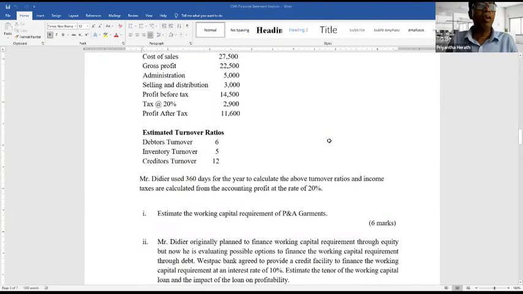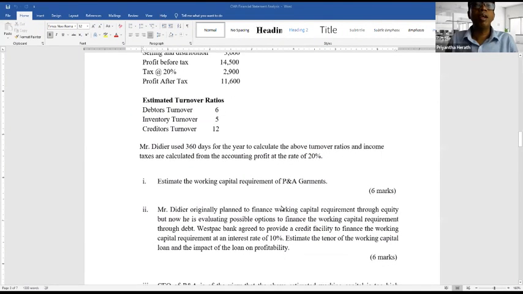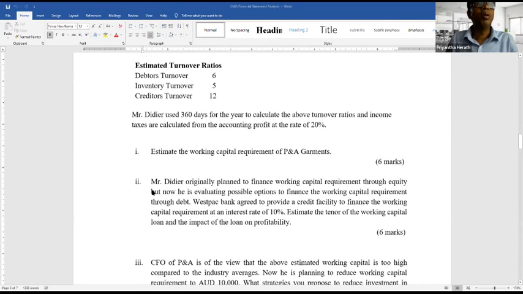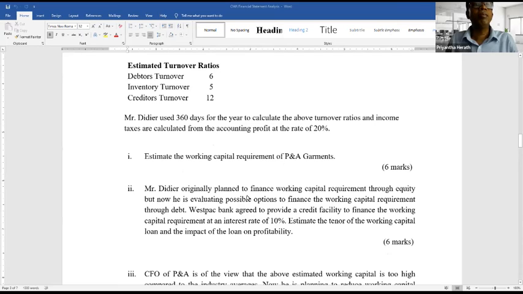Next question. Can you see the question paper? Yes. Okay. Part 2. Mr. Didier originally planned to finance working capital requirement through equity, but now he is evaluating the possible options to finance the working capital requirement through debt. Westpac Bank agreed to provide a credit facility to finance the working capital requirement at an interest rate of 10%. Estimate the tenure of the working capital loan and the impact of the loan on profitability.